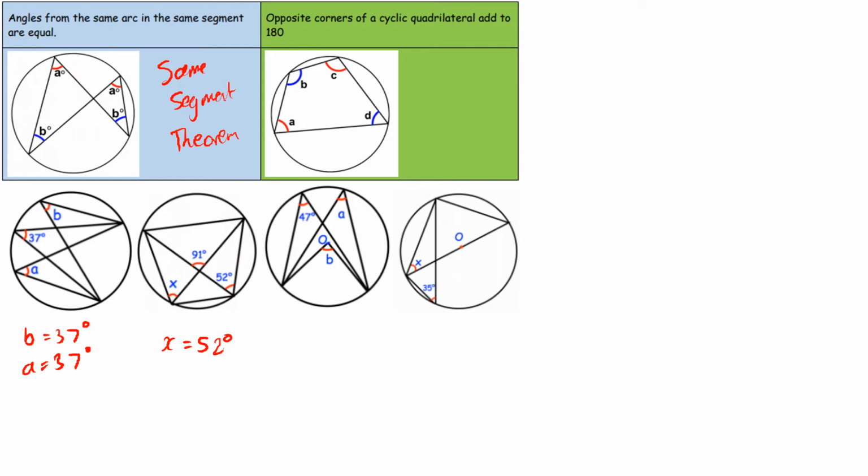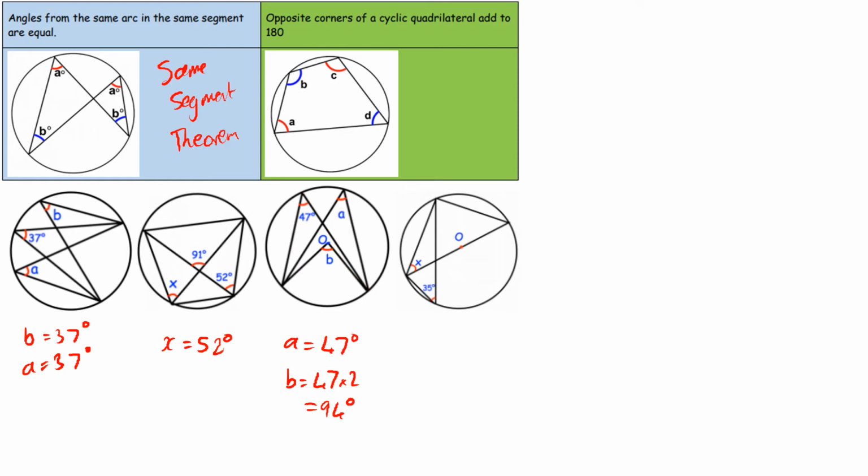What about the next one? Well, we can certainly construct one that involves A for 47. And then B. So B is actually a double angle theorem. If we look at this arrowhead shape here, we can see that B is the angle at the center and 47 is the angle at the circumference. So B would just be 47 times 2, would be 94 degrees.